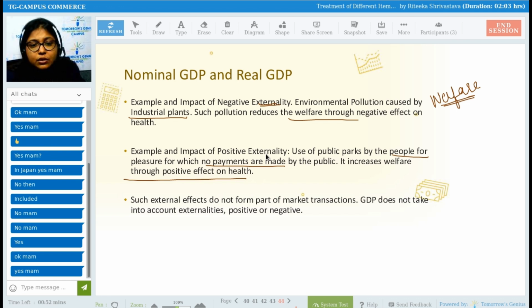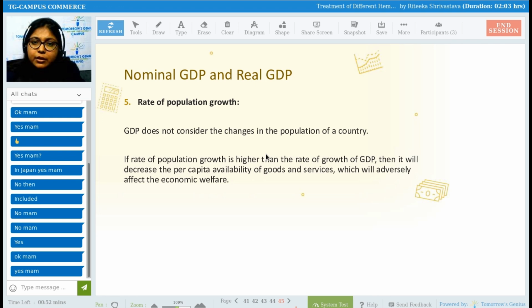Such external effects do not form part of market transactions. GDP does not take into account externalities, positive or negative. So whatever these positive and negative externalities are, they will not be included in GDP, and hence we will not be calculating GDP on the basis of those externalities.